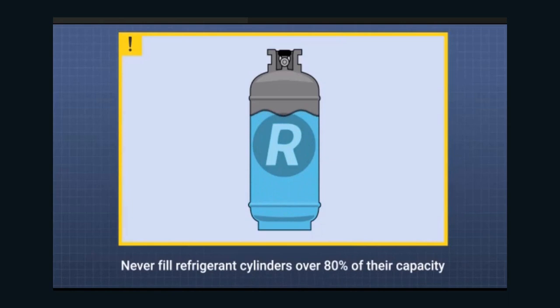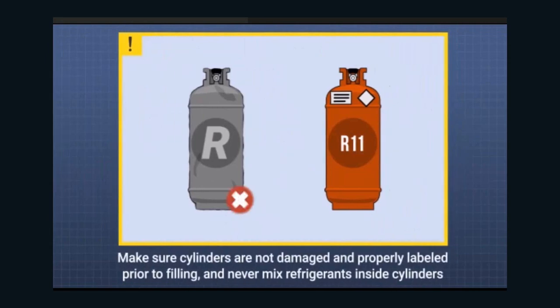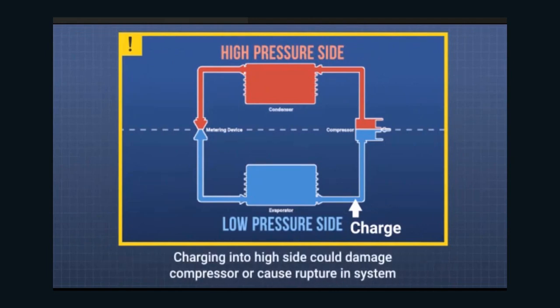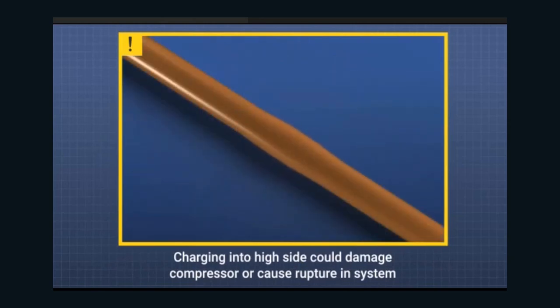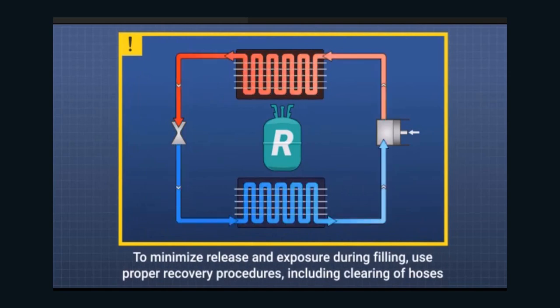Never fill refrigerant cylinders over 80% of their capacity. High temperatures can cause cylinders to burst if there is insufficient room for thermal expansion. Make sure cylinders are not damaged and properly labeled prior to filling, and never mix refrigerants inside cylinders. Always charge refrigerant into the low-pressure side of the system. Charging into the high side could damage the compressor or cause a rupture in the system. And to minimize refrigerant release and exposure during filling, use proper recovery procedures, including clearing of hoses.